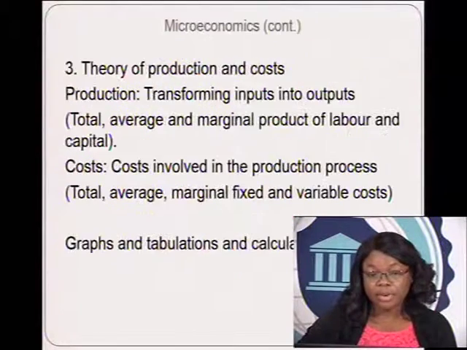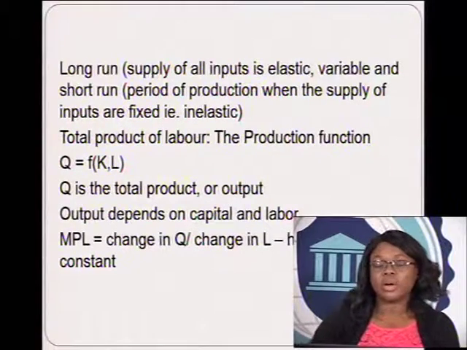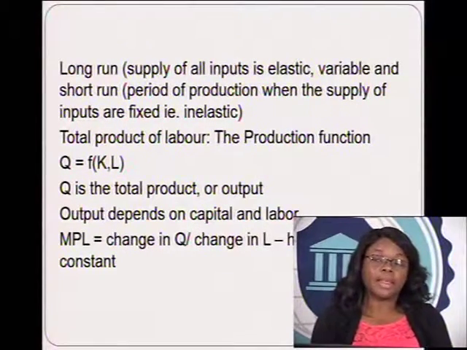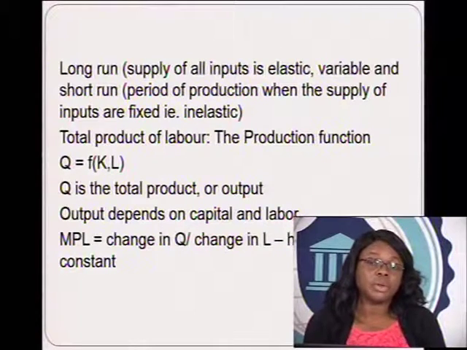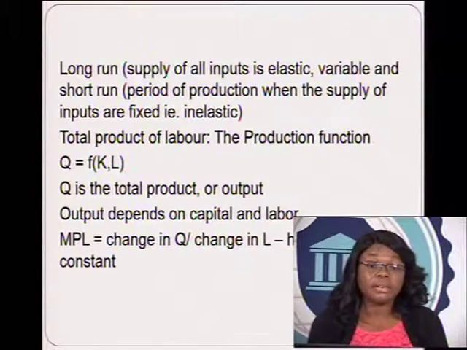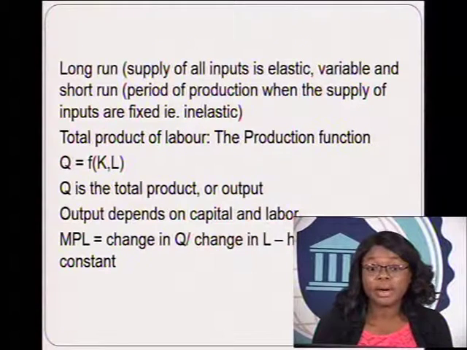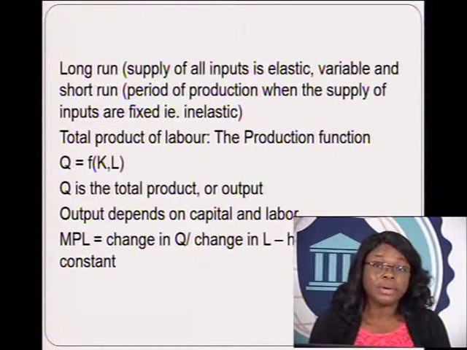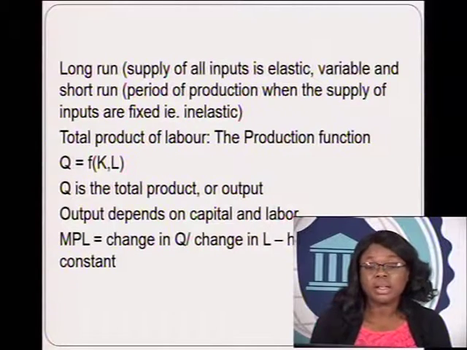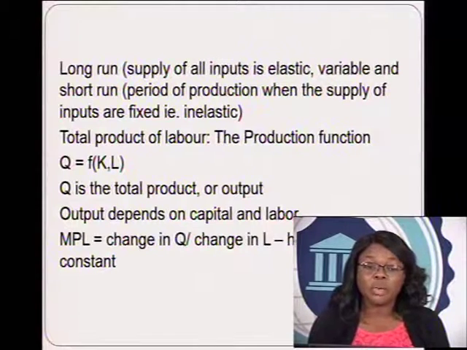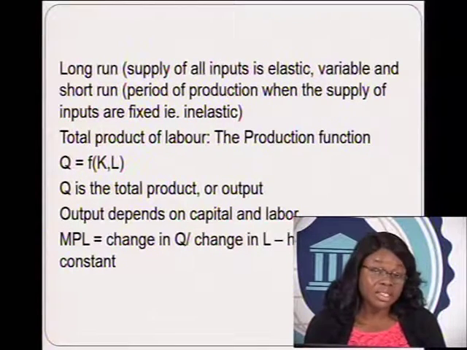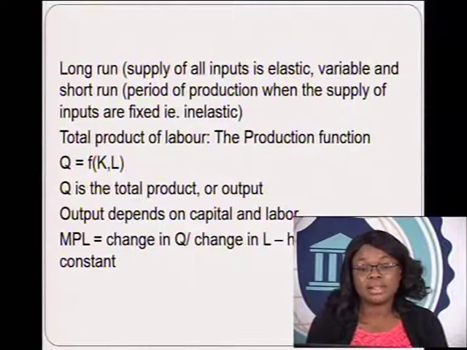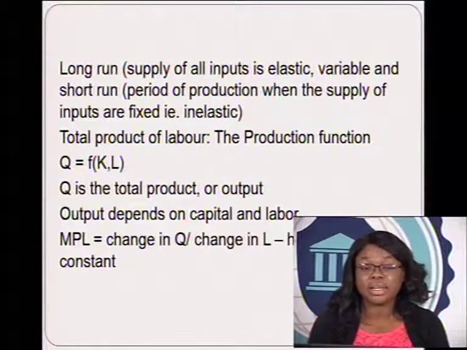Before we go into the tables, let's look at the long run and the short run. In the theory of production, there is what we call the long run. And in the long run, we're looking at a period of time whereby all inputs are elastic. In other words, they're all variable. We can change inputs anyhow as we like in order to achieve an output. On the other hand, the short run refers to the production period when the supply of inputs is fixed. In other words, it's very inelastic. That is the short run and the long run.